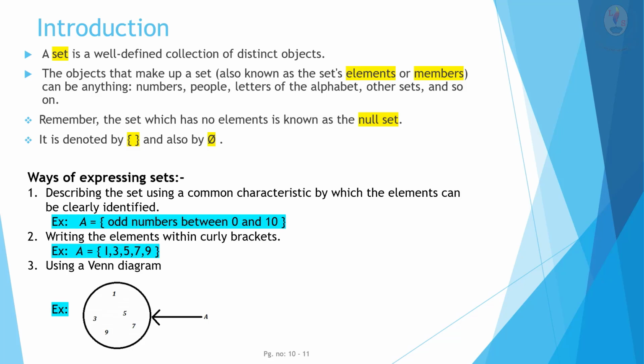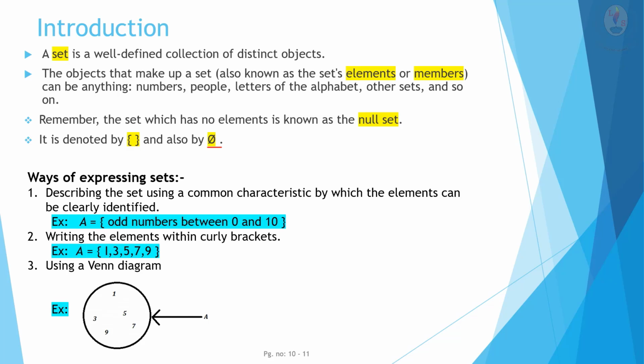These types of sets are known as null sets. A null set is denoted by curly brackets with no elements inside it. And it is also represented using this symbol: a circle and a line which cuts across it.